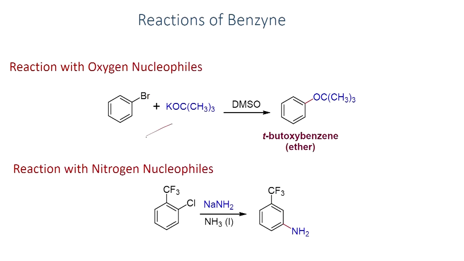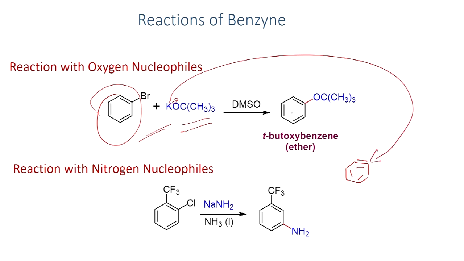Here an example is shown, the reaction of bromobenzene with potassium tertiary butoxide, which acts as a nucleophile, and as we have seen earlier, this also can act as a base, first you can convert bromobenzene into benzyne. Once you form this one, now it can react further, then you will be able to introduce the tertiary butoxy group, you can make this ether, where you generate the carbon-oxygen bond.